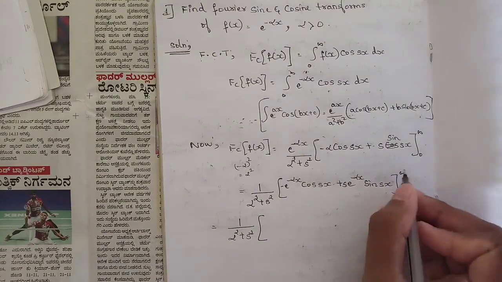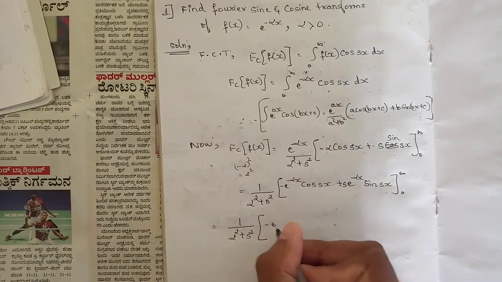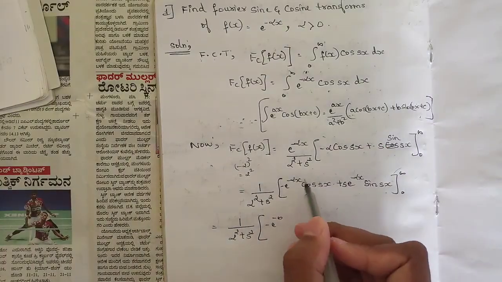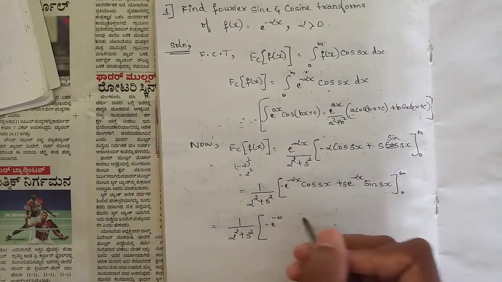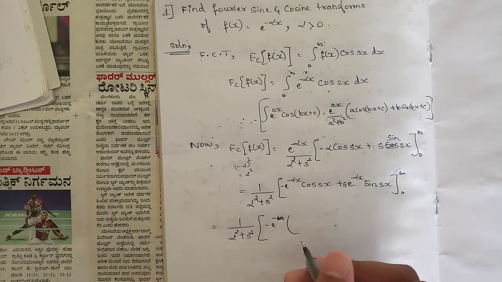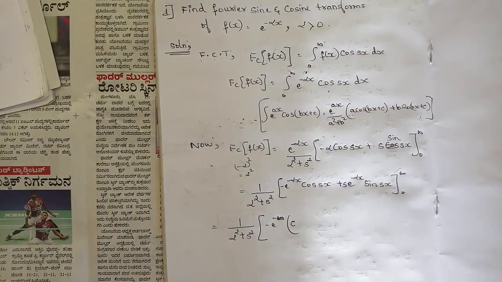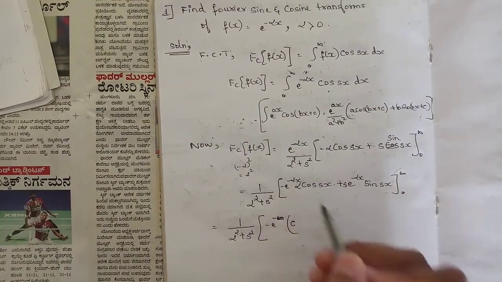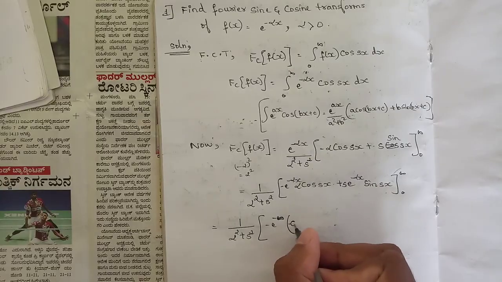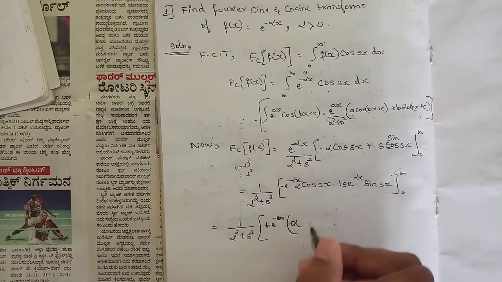Now the limits are from 0 to infinity, so e to the power minus alpha x, with x replaced by infinity. Infinity into anything is infinity only, so here there is an alpha term into minus alpha. So let's make this plus and take minus alpha common.